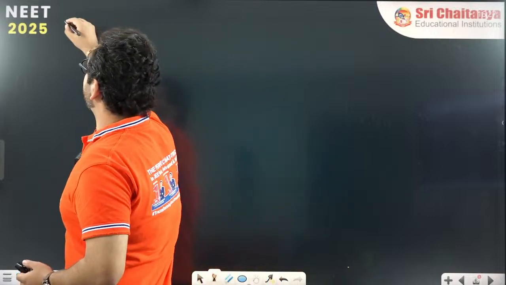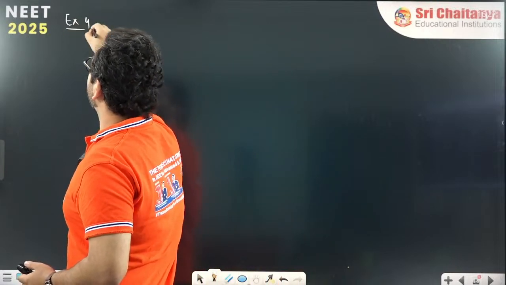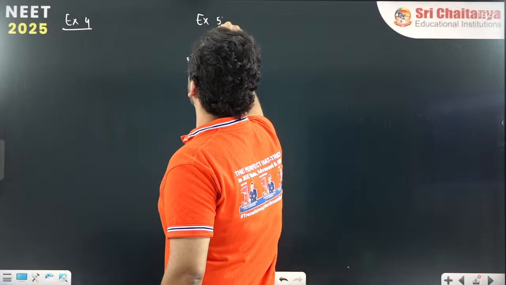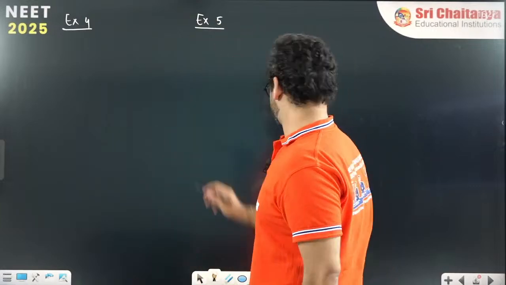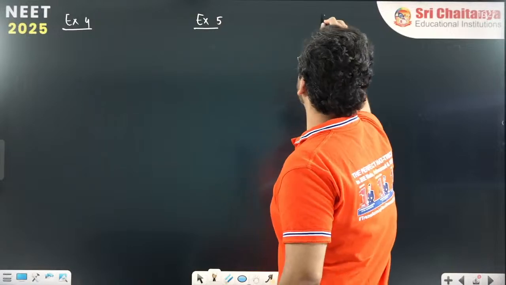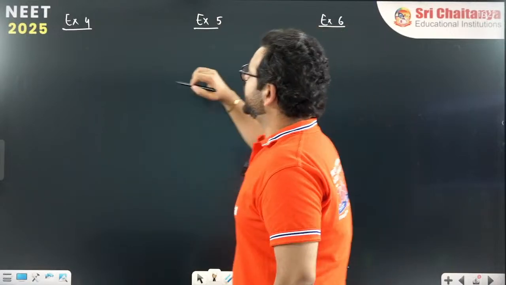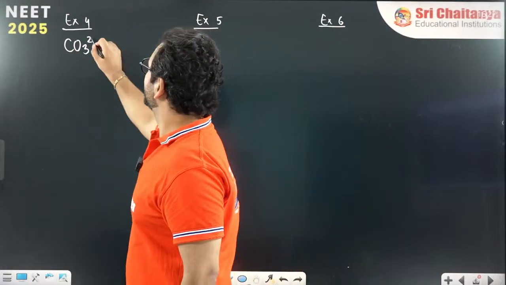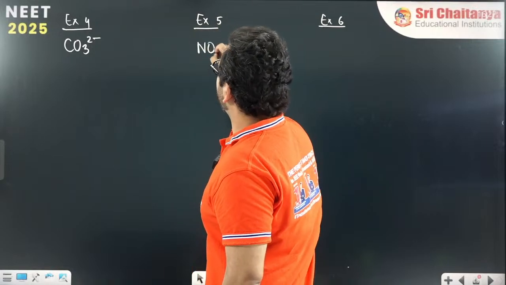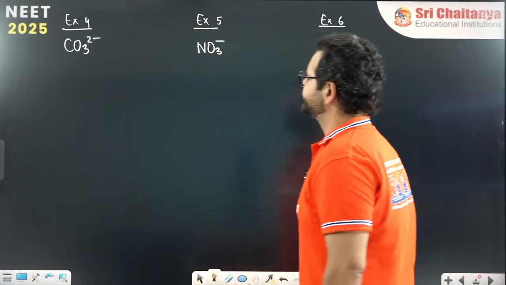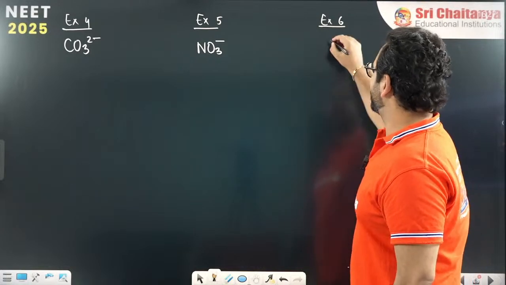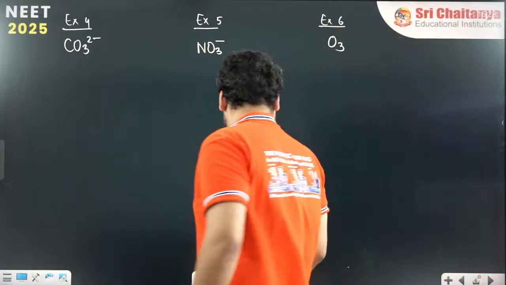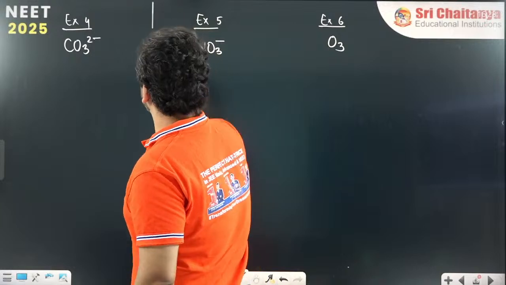Okay. So let's do some more examples. Example number 4. Example number 5. Example number 6. Let's do CO3 2 minus, carbonate. Let's do NO3 minus, nitrate. Let's do O3, ozone. Okay. Carbonate, nitrate, ozone.